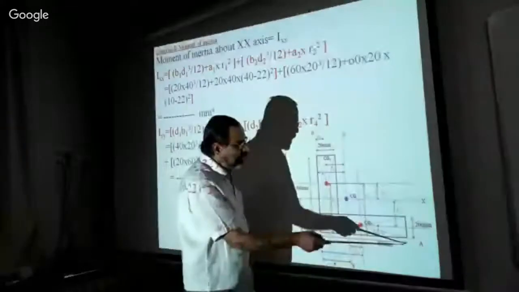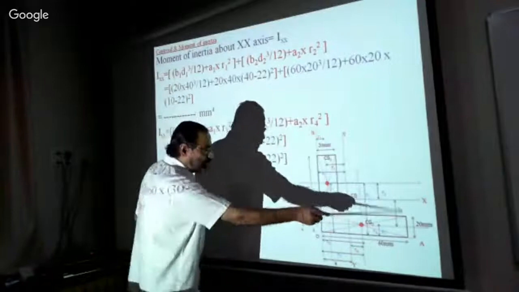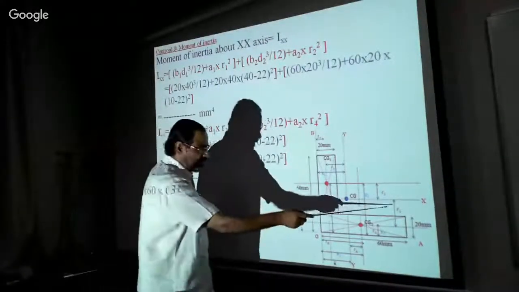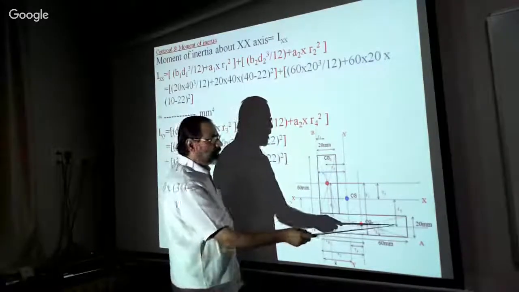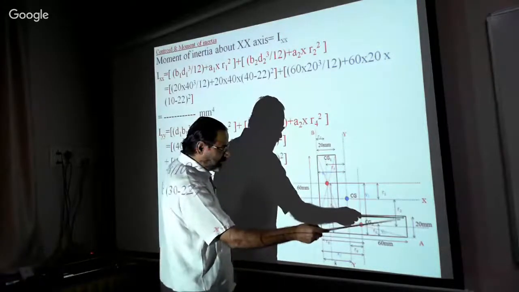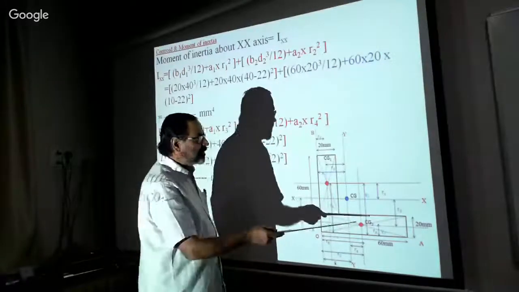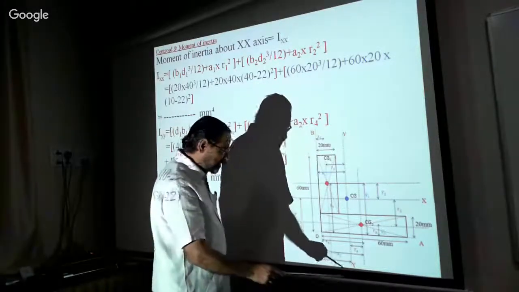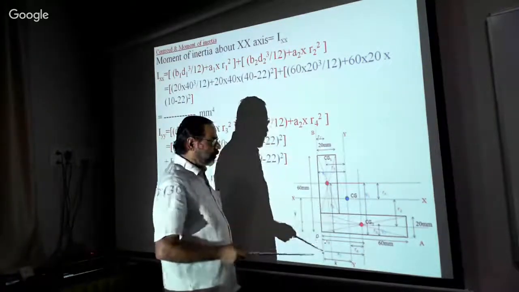Therefore, D2 V2 cube by 12, isn't it? It is D2 V2 cube by 12, isn't it? Plus A2, this is area, it is 20 into 60, area 2. And R4, now this is the distance between the centroid of the angle section and the centroid of figure 2, isn't it?